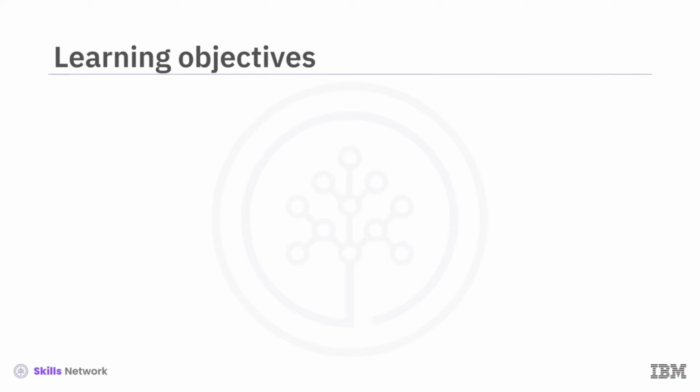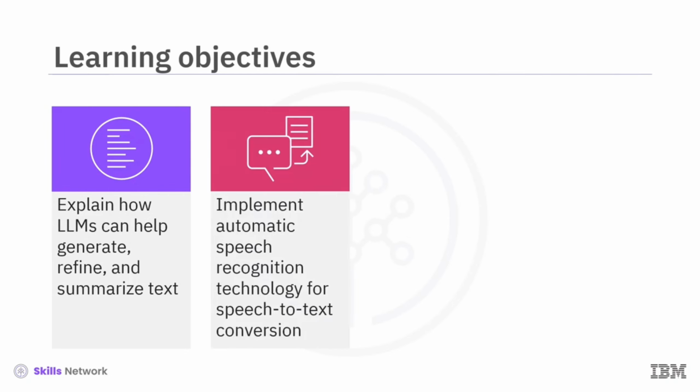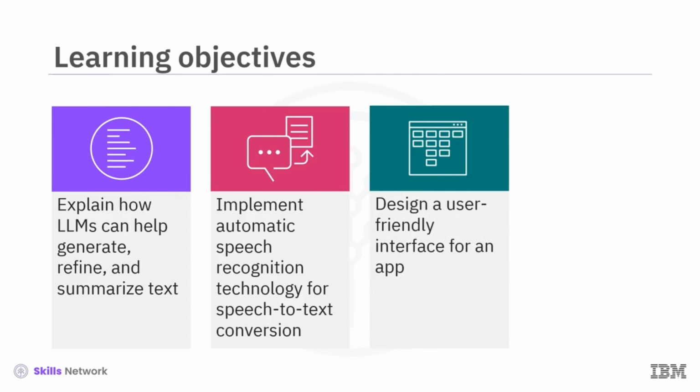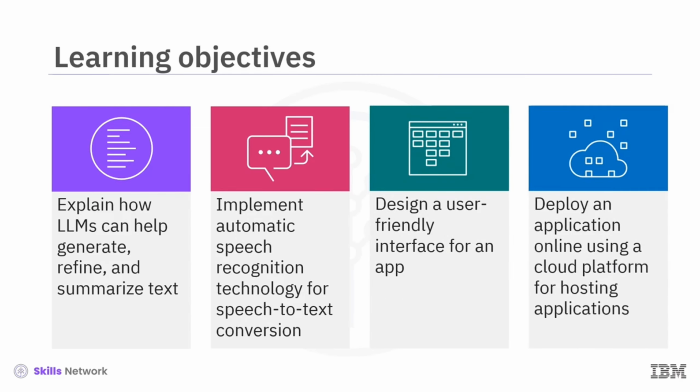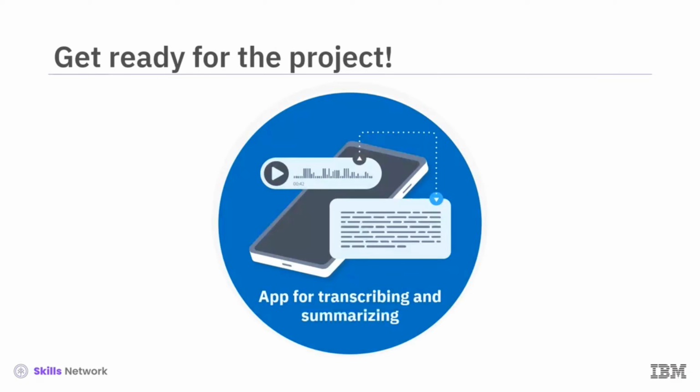By the end of this project, you will accomplish the following objectives. Explain how LLMs can help generate, refine, and summarize text. Implement automatic speech recognition technology for speech-to-text conversion. Design a user-friendly interface for an app. Deploy an application online using a cloud platform for hosting applications. By working on this project, you will lay a solid foundation for using LLMs for text generation and summarization tasks.